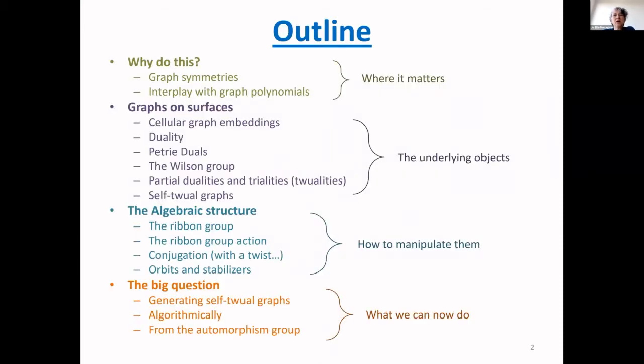So let's get started. I'll talk a little bit about why we're looking at dualities of graphs, self-Petrie duals, self-dualities of graphs, and where you can leverage these kinds of concepts. Then, before I can talk about the algebraic structure, I need to talk a little bit about the underlying objects. And then I can delve into the algebra, which is lovely, being at an algebraic graph theory seminar and being able to do that. And then the kinds of big questions that we can answer once we have that algebraic structure.